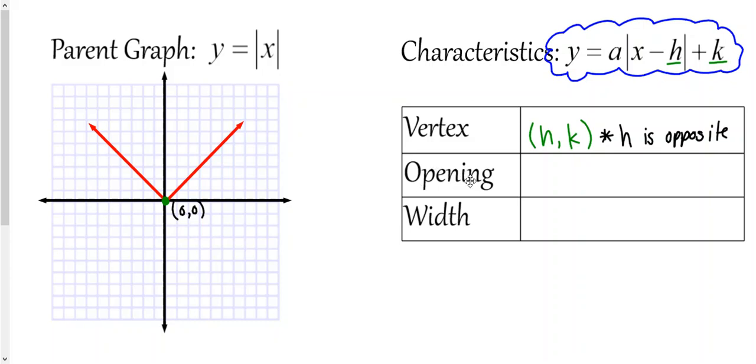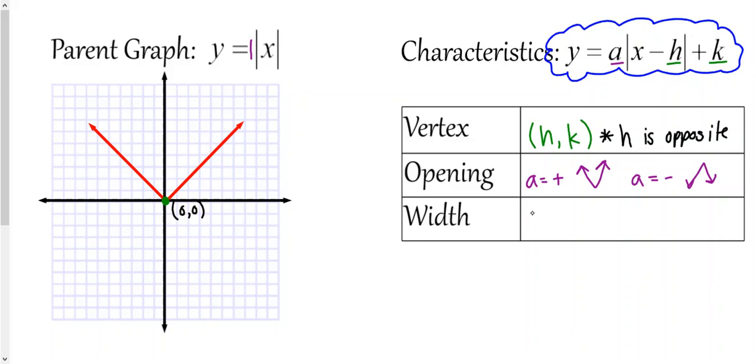We're also going to talk about how and what direction the graph will open. And to get that, we look at the letter a, the number in front of the bars. If a is a positive number, the graph will open up. If a is a negative number, the graph will open down. Looking at our parent graph, we don't see a number in the front, so it's going to be a 1. It's a positive 1, so it opens up.